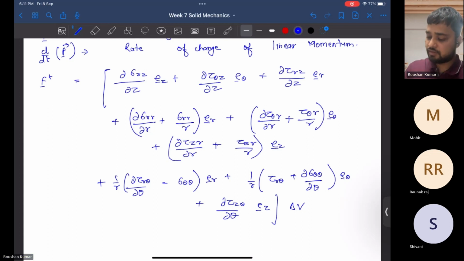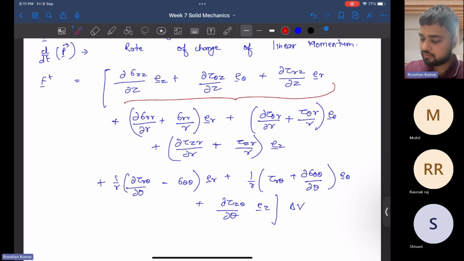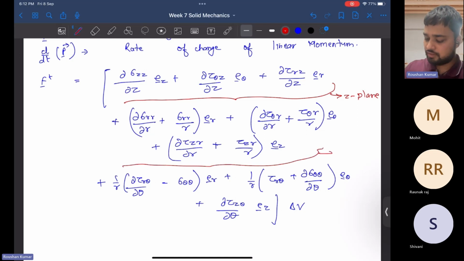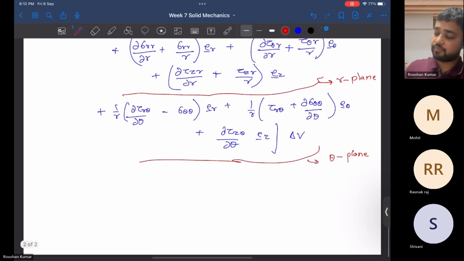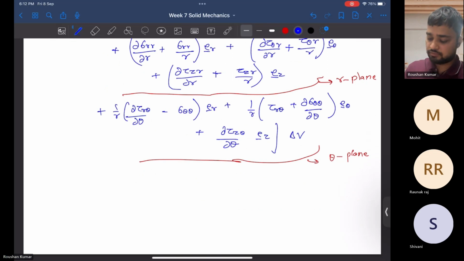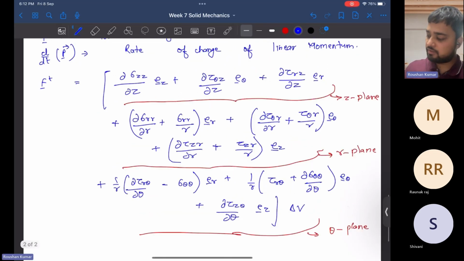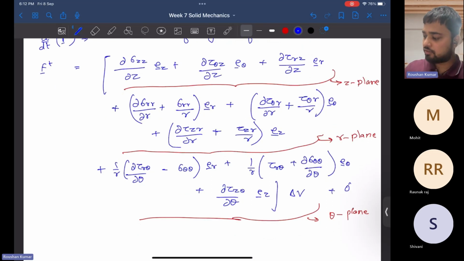So this is the total traction force. This is the total traction force on the r plane, because in cylindrical coordinate system we have three planes: r plane, theta plane and z plane. This is the stress resultant, that is the total force due to traction on the theta plane, and this whole term is multiplied by delta V plus some higher order of delta V.